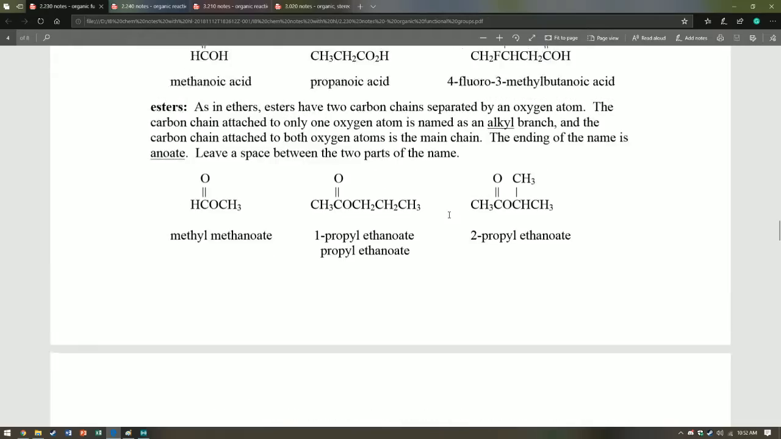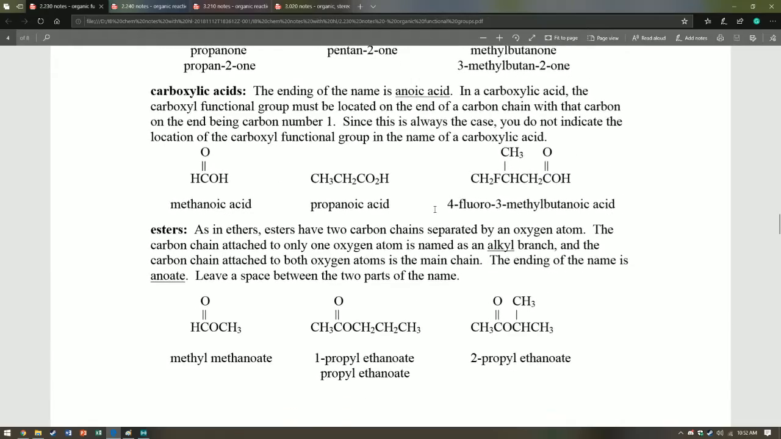Lastly, the second highest priority group is carboxylic acids, which give the ending -anoic acid. In a carboxylic acid, the carbon functional group must be located on the end of the carbon chain. So you denote that carbon number 1. Therefore, you don't need the number to designate. You can just say, so this would be methanoic acid. This would be propanoic acid, because this COOH group must always be on the end of the molecule.